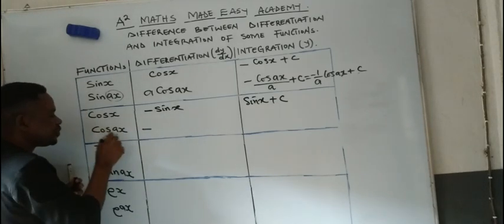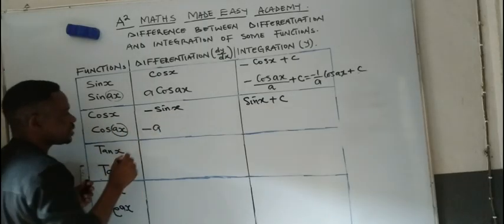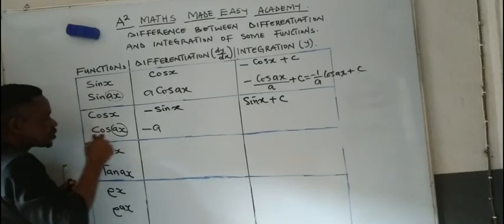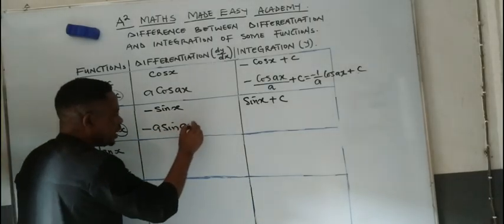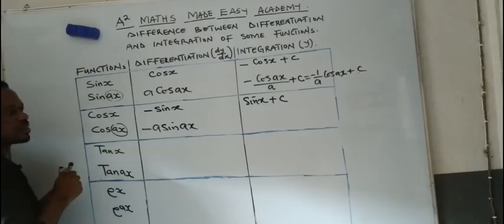Then the next thing is to differentiate ax. I have taught you how to do that. And what is the answer? A. Then differentiate cos. Cos is what? Sine. Then repeat the function. What is the function? Ax. And that is the final answer.